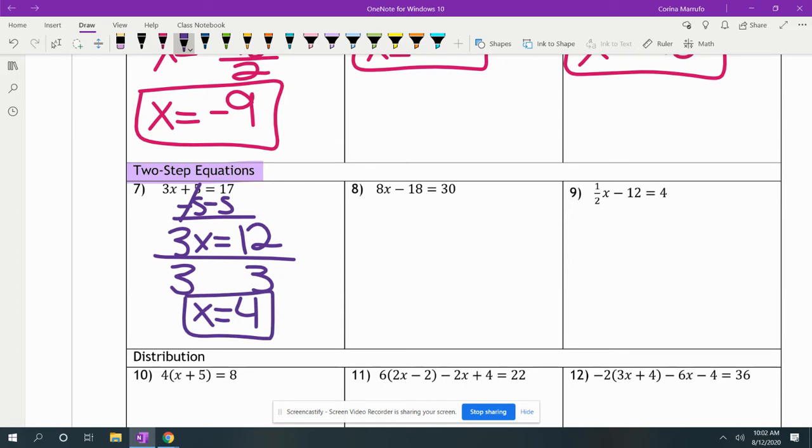Okay, so this is a two-step equation because first we had to subtract the 5, and then second we had to divide by 3. So those are your two-step equations. Okay, so let's look at the next one.